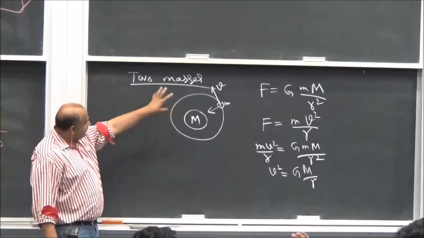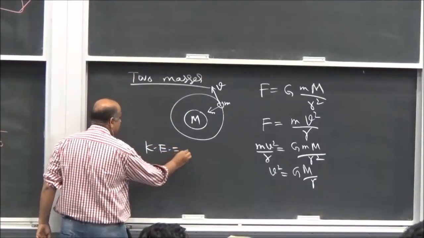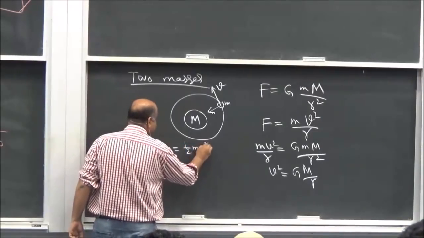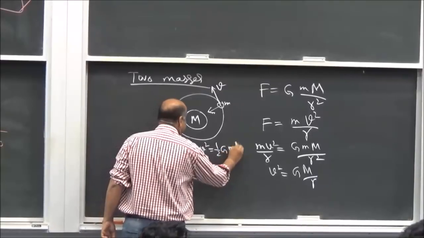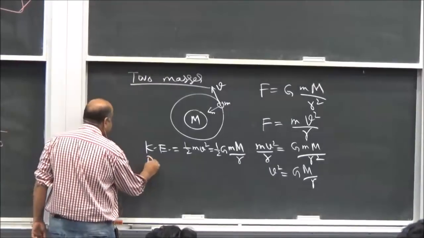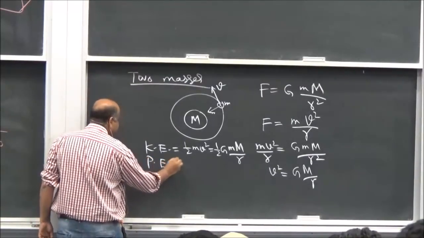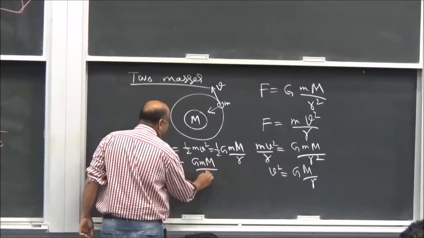So what's the kinetic energy of this particle? Kinetic energy is half m v square, which is half of G M m over r. And what's the potential energy of this system? The potential energy is minus G M m over r.